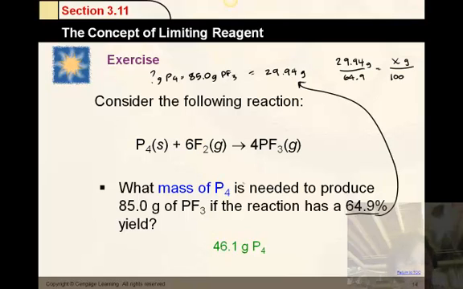You could also, if you wanted to, instead of starting out with the 85 there, figure out what 100% would be. How many grams would be 100%? So if you started out with, instead of 85, 130.9 grams, that would be 100%. And then you could answer the question. You too would get 46.1 grams of P4.